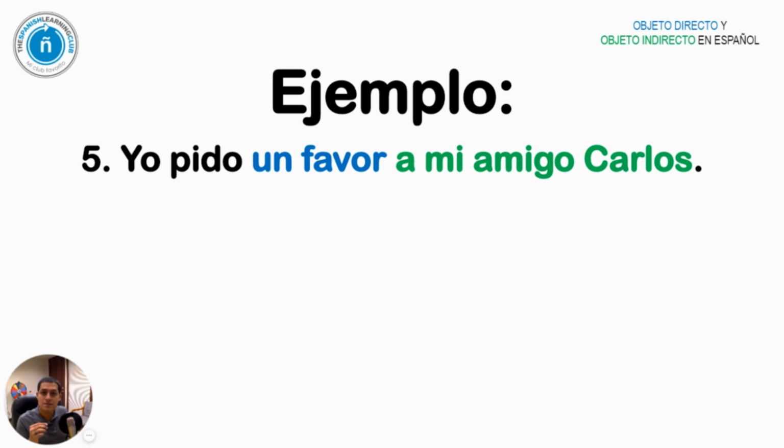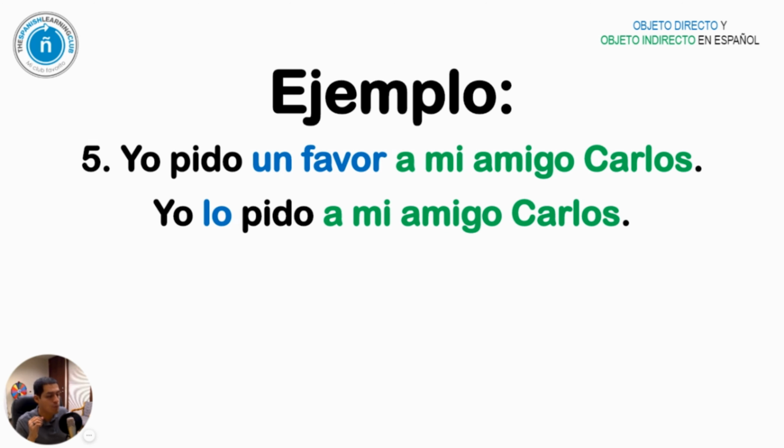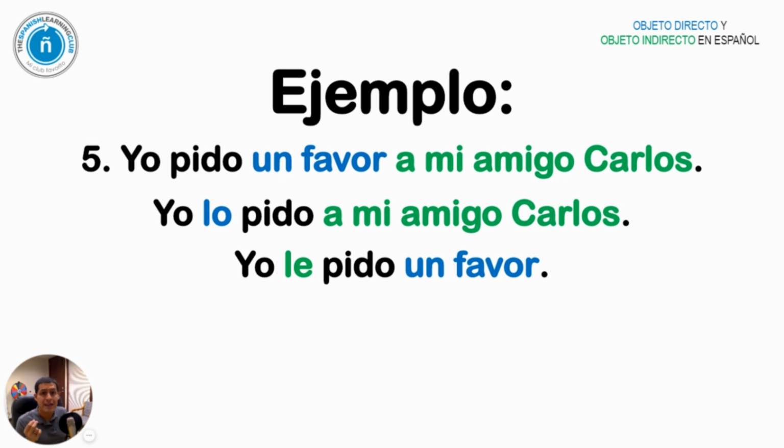Let's replace the direct object first with the direct object pronoun. I will have, yo lo pido a mi amigo Carlos. Now we will replace the indirect object with the indirect object pronoun, and I will get something like this. Yo le pido un favor. Le is replacing a mi amigo Carlos.